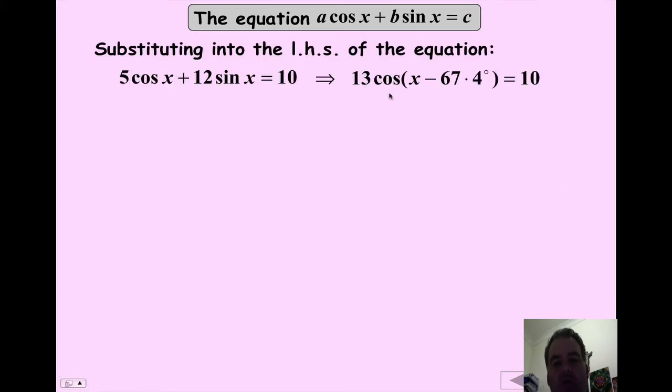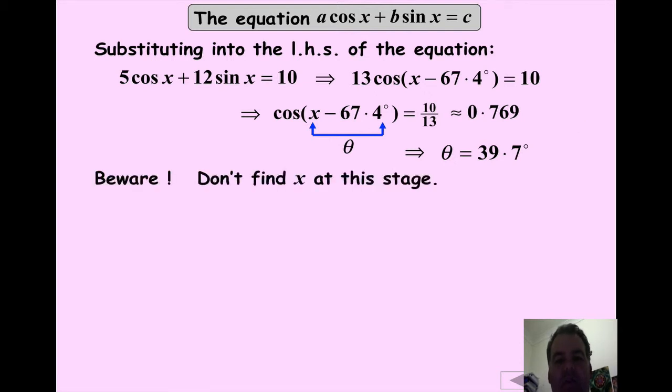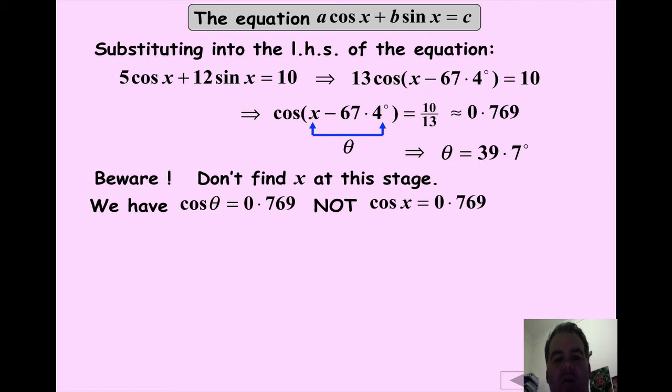And here is an equation we can solve. This one here, not so much. This one here we can. Divide by 13. Take the inverse cos of both sides. We'll call that theta if you like. And we get theta equals 39.7. Don't find x at this stage. We've got cos of theta, or cos of x minus 67.4 equals 0.769.